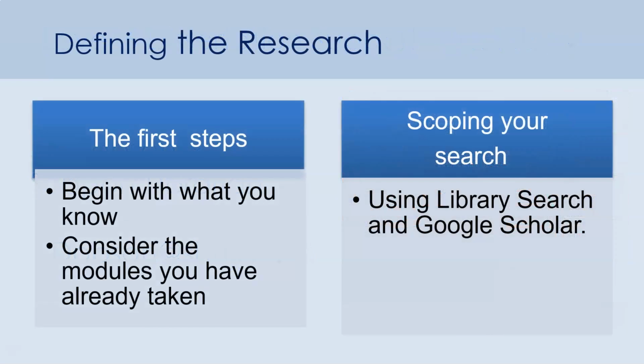The starting point, I think, can be seen in two different sections. First of all, begin with what you know. You will have already taken modules that will help you with the information you need, give you the key topics that might need to be explored further. Once you've started to think about these topics and pulled out your keywords, then you can do a quick scoping search in Library Search and Google Scholar. If you find there isn't any information immediately available, often revisiting your question and changing it a little bit can help this.